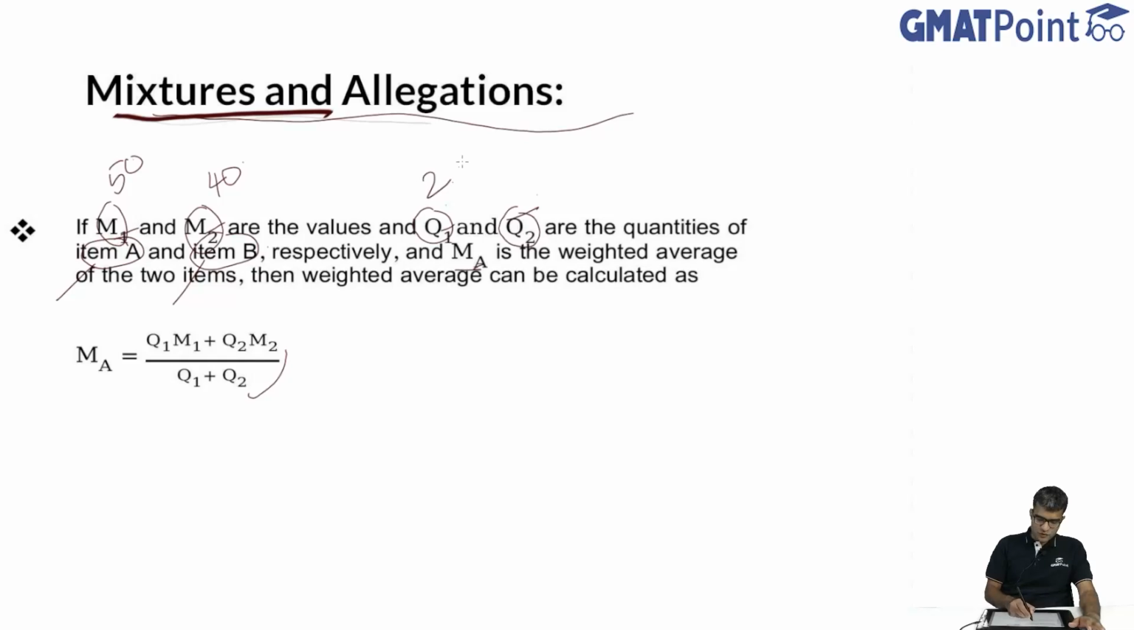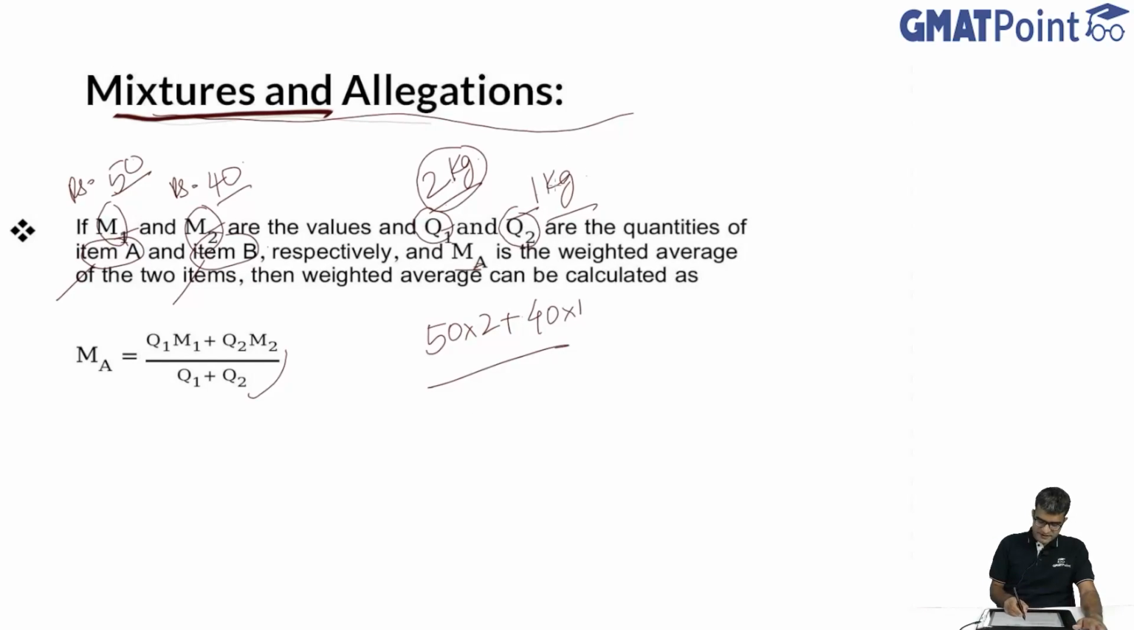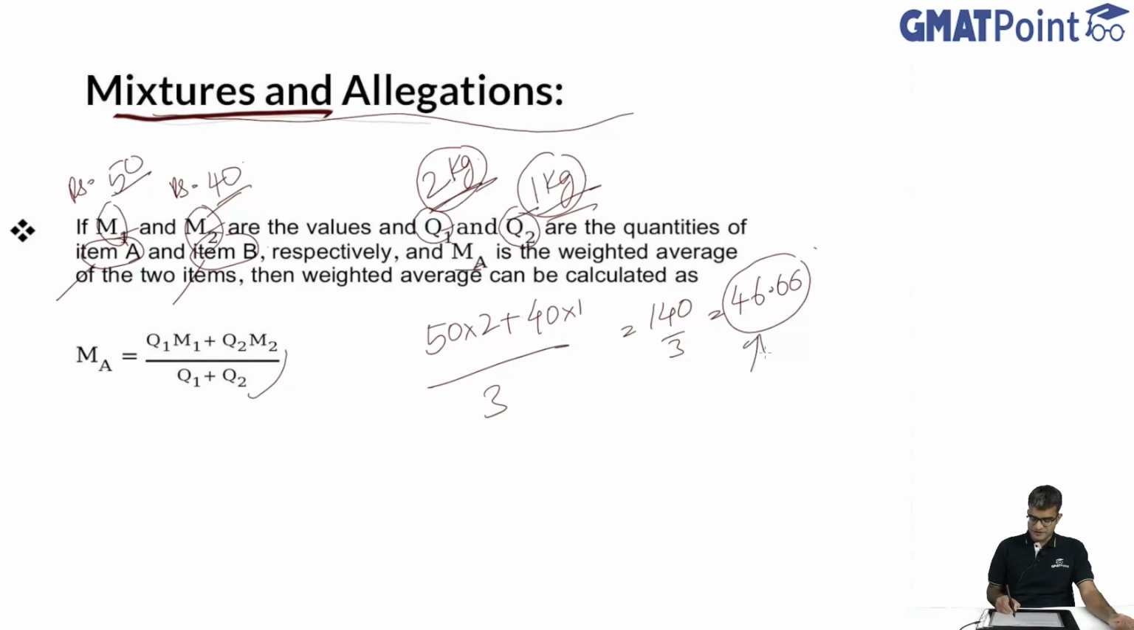Let us assume that you have 2 kgs of rice A and 1 kg of rice B. Then the weighted average of the cost, because the first one cost rupees 50 and the second one cost rupees 40, will be 50 into 2 plus 40 into 1 divided by 2 plus 1, which is 3. This is equal to 140 by 3, which is 46.66. So the weighted average of these two, of 2 kgs of rice A and 1 kg of rice B, will be 46 rupees. Let us understand this by looking at an example.